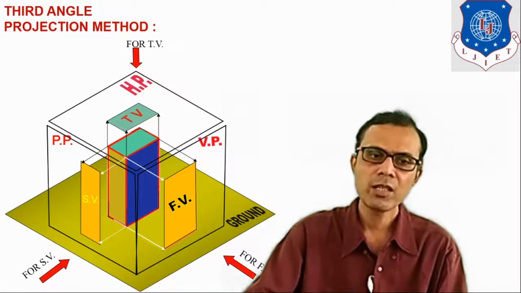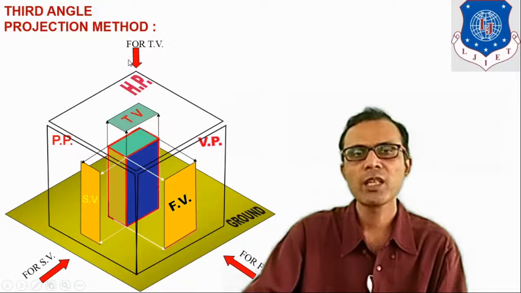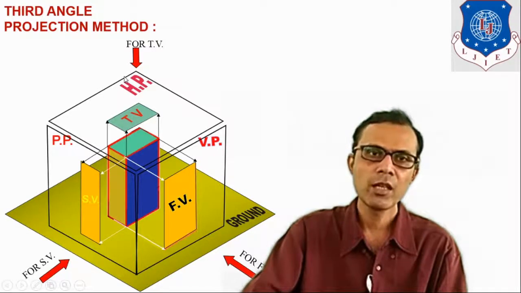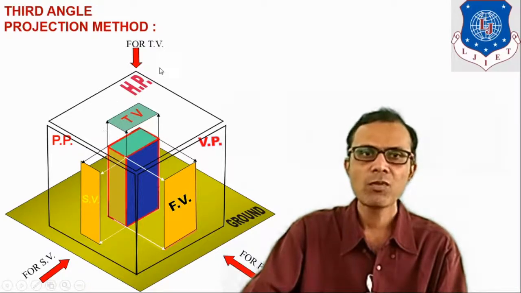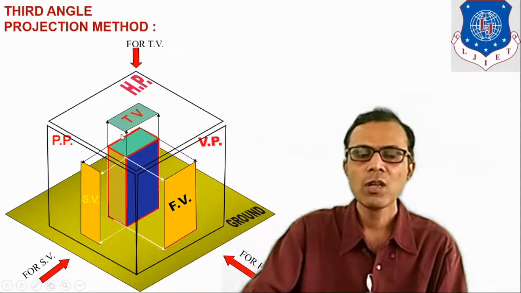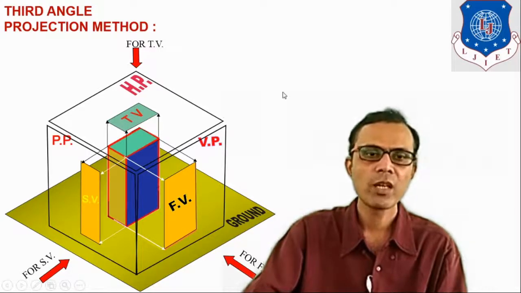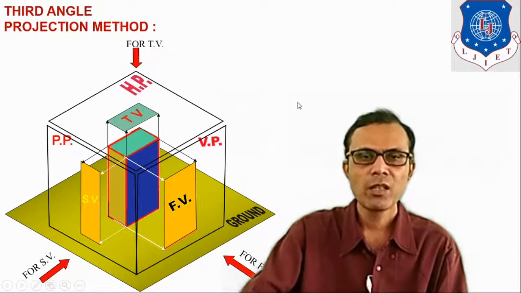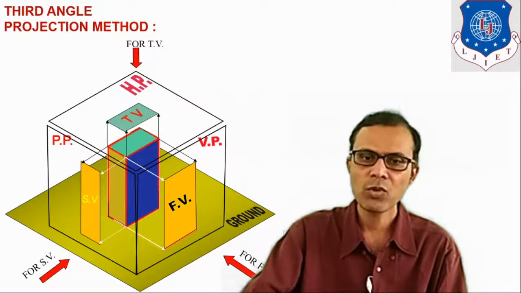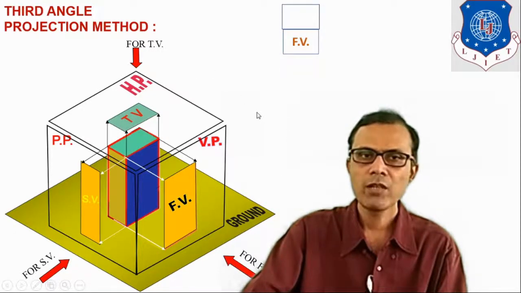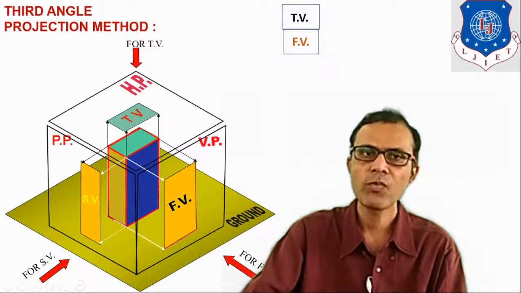But as we discussed, we have to always rotate this HP in clockwise direction by 90-degree angle. So in this case, when HP is rotated by clockwise direction 90-degree angle, it will move above the VP. So this top view will be above the front view. Now let's see the arrangement of the views in third angle projection method. So with reference to front view, it is front view. Now when HP is rotated, it will move above front view. So top view is above front view.